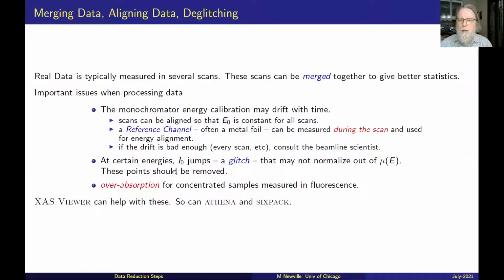We tend to oversample mu of E to get chi of k well. But then for concentrated samples measured in fluorescence, there is this feature of overabsorption that I won't go into much detail here. It is written up, and you may need to correct for that. And that can be corrected knowing the stoichiometry of your sample and having some transmission data, even if it's noisier than the fluorescence data, can be useful. Again, XAS Viewer and Sixpack and Athena can help with all of these steps, including overabsorption, and are relatively easy to use for these data corrections.